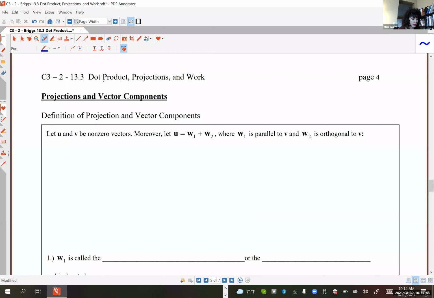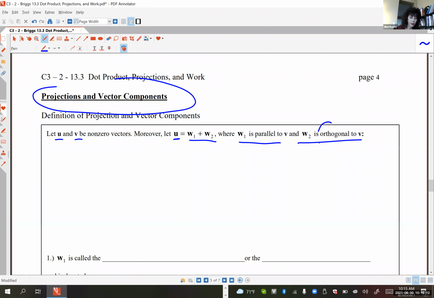So let's start. Projections and vector components. Let's have a couple of vectors that are non-zero, so they're somewhat interesting. And moreover, u is going to be the sum of these two other vectors, W1 and W2, where W1 is parallel to v, which means it makes either an angle of 0 or 180 degrees with v. And W2 is orthogonal to v.